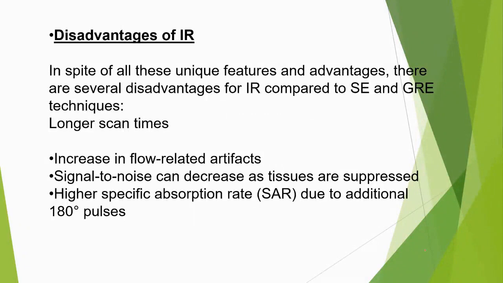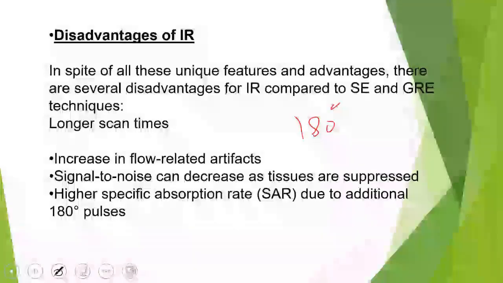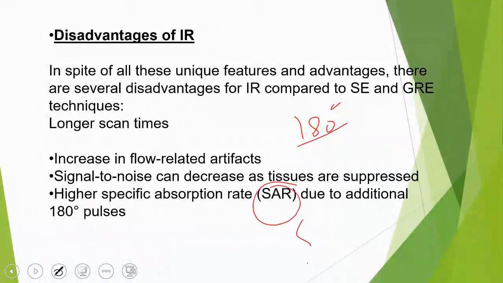The process of signal subtraction reduces your SNR. When you apply a 180-degree pulse, it increases something called the specific absorption rate, SAR. What is the specific absorption rate? It is the energy that tissues absorb from the 180 RF pulse.